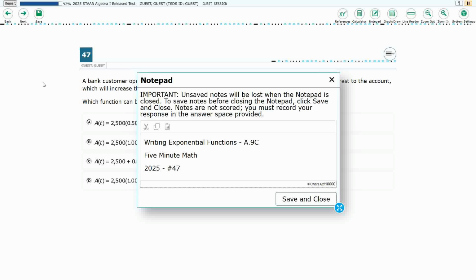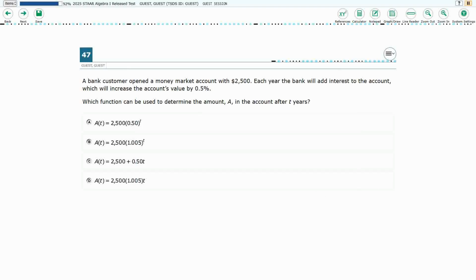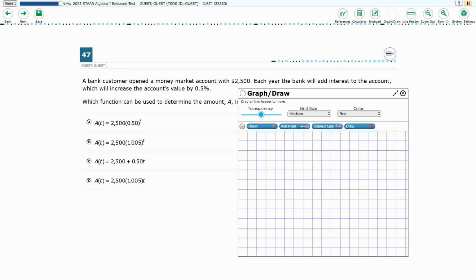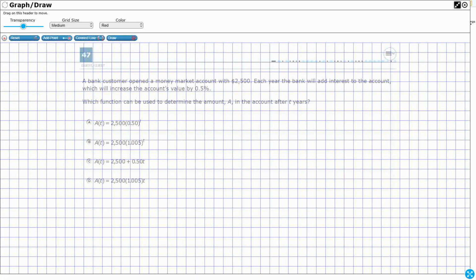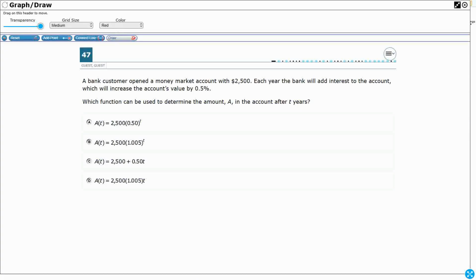Today we are looking at the Algebra 1 concept of writing exponential functions. This is standard A.9C in the great state of Texas. We are using item number 47, the 2025 released STAAR test. If you haven't done so already, please go ahead and take a moment to pause the video, work this problem out on your own, unpause it, and we will look at our answers together.